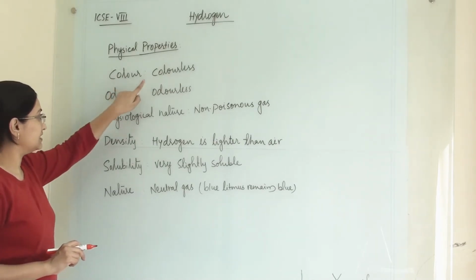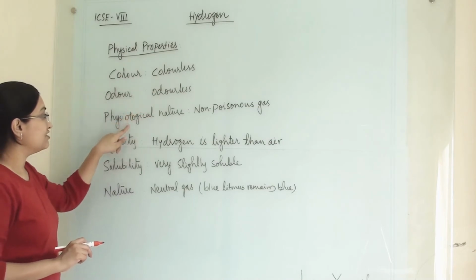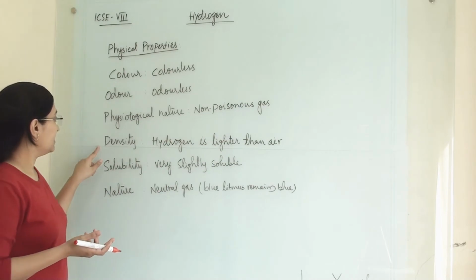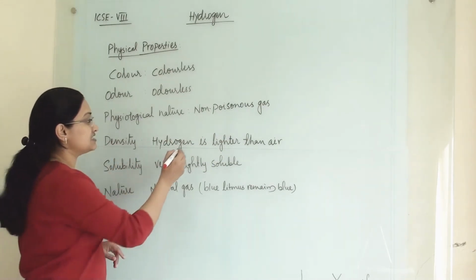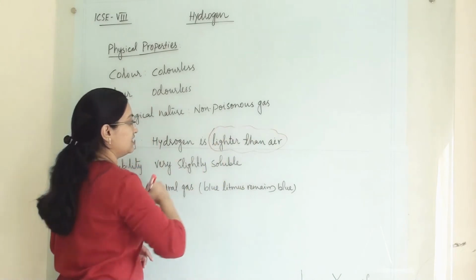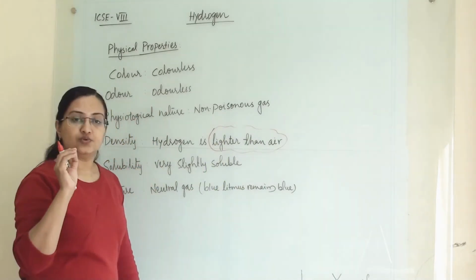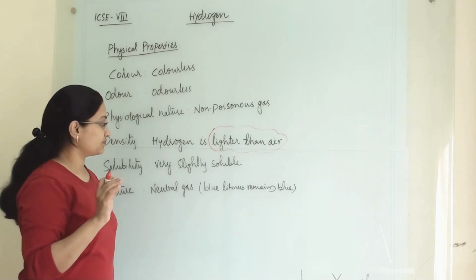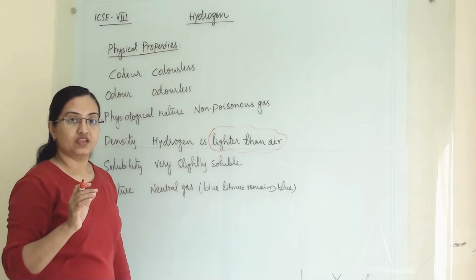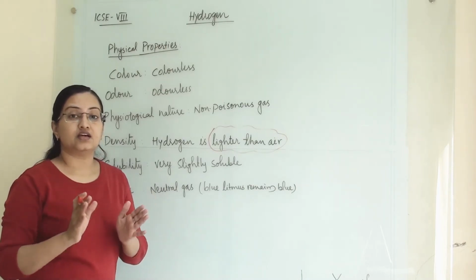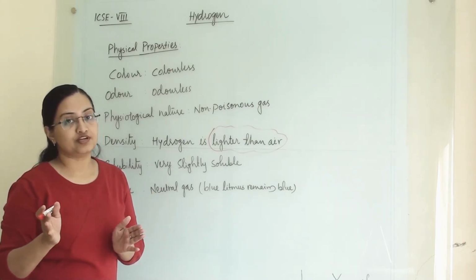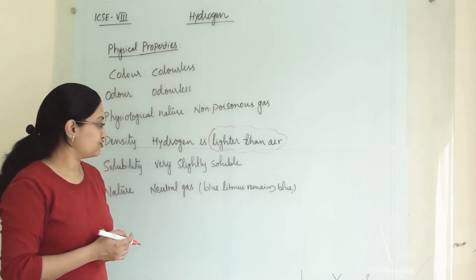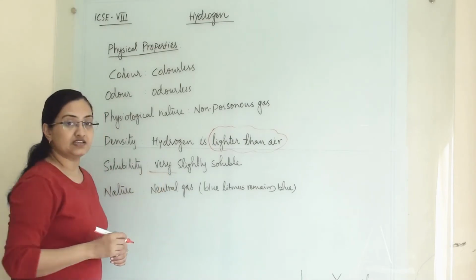Color: it is colorless. Odor: it is odorless. Physiological nature: it is a non-poisonous gas. It is not harmful. Then density: hydrogen is lighter than air. Then solubility: it is a very sparingly soluble gas, and that's why we can collect hydrogen by downward displacement of water. This we have already learned in the laboratory method of hydrogen. So it's very slightly soluble in water.